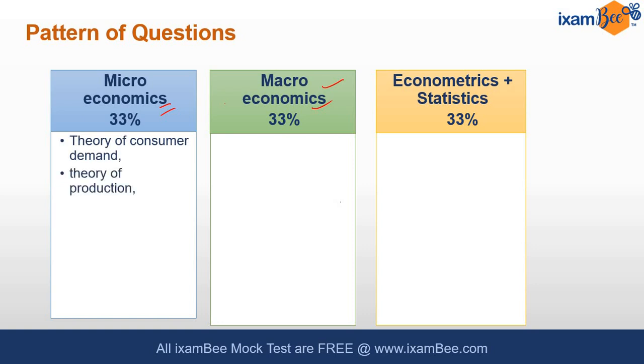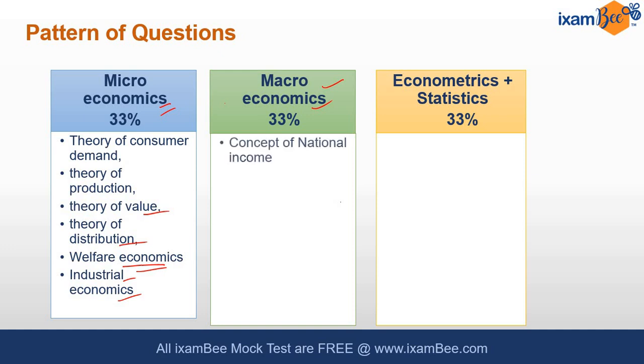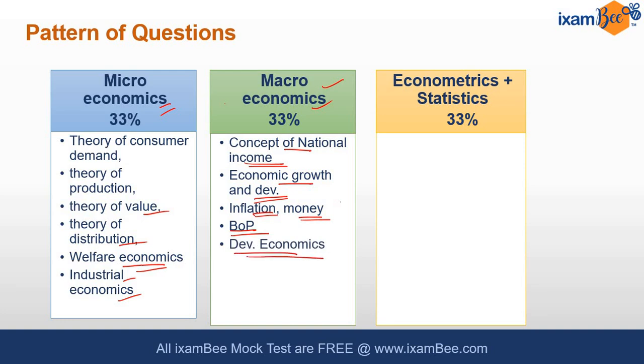In micro, theory of consumer demand, theory of production, theory of value, theory of distribution, welfare economics and industrial economics, you have to study well. In macroeconomics, where the central bank also plays an important role, understand the national income concept, economic growth versus development, human development and happiness indexes. Inflation management is the central job of the central bank, and the role of money in that, balance of payment, international trade, development economics, international economics, and public finance. Here you have to study all this very deeply, knowing various theories and the shortcomings of these theories.